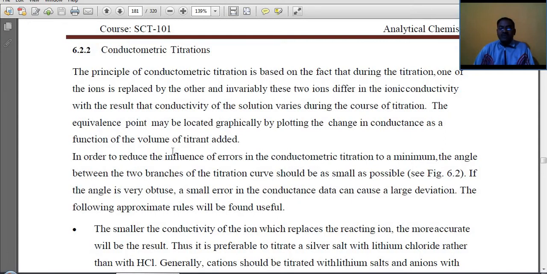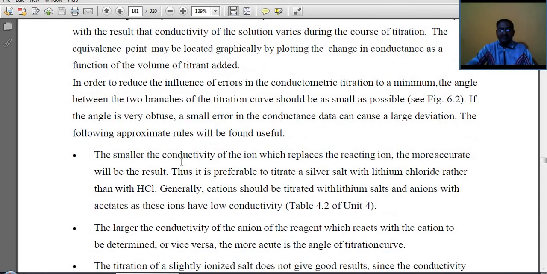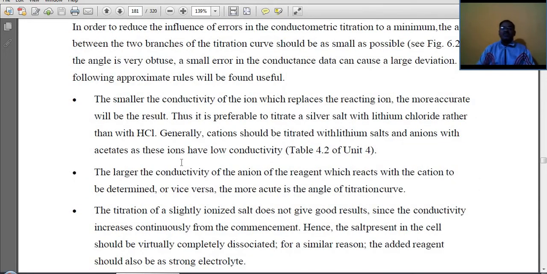The equivalence point may be located graphically by plotting the change in conductance as a function of the volume of the titrant added. It means that the analyte is kept constant, and we just vary the titrant. After plotting the graph of the volume of titrant added, we get the equivalence point, the conductometric graph. Here, what are the rules to follow?